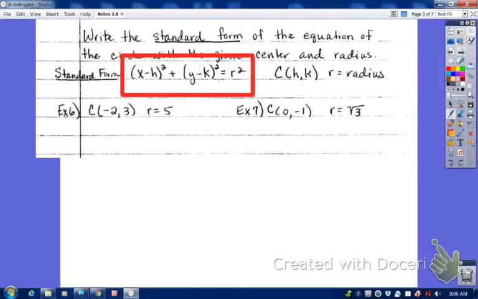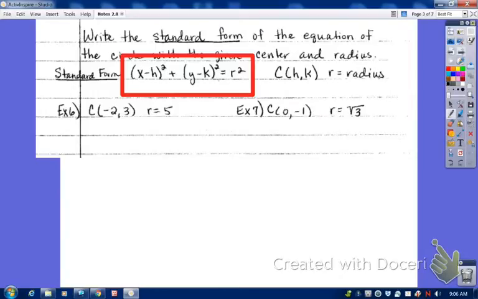x minus h squared plus y minus k squared equals r squared. Looks pretty complicated. The C stands for what? Do you guess? Circle. Try again. Good guess. What do all circles have?